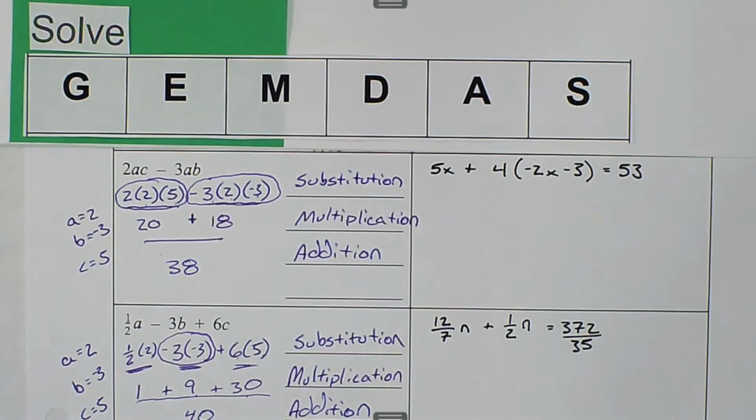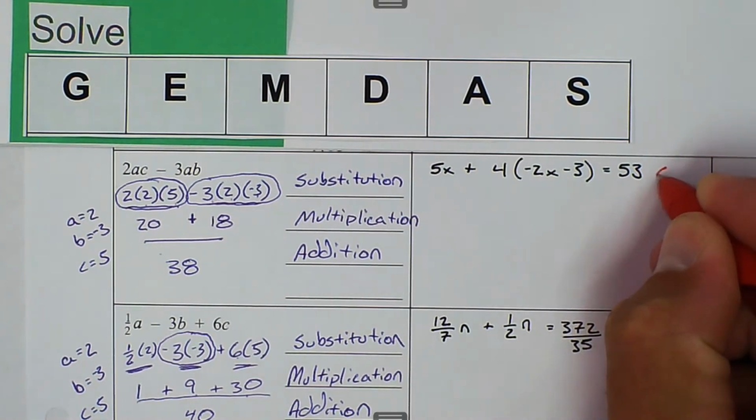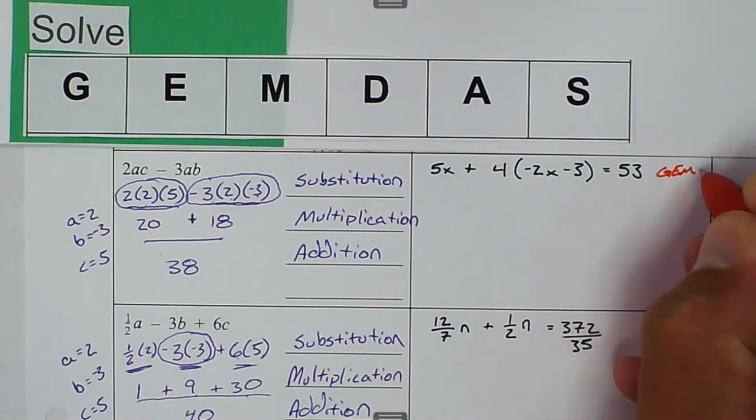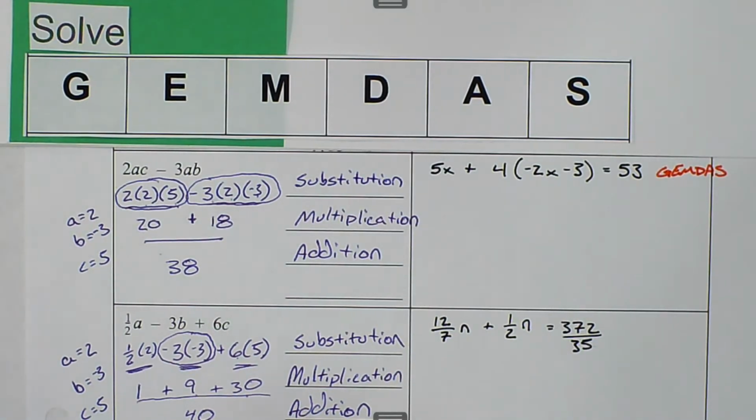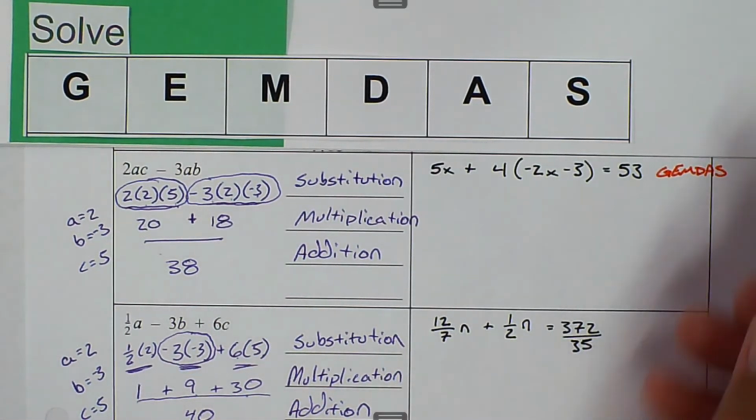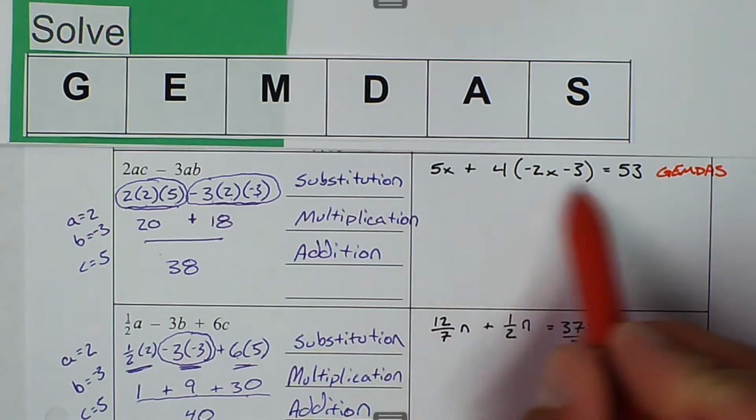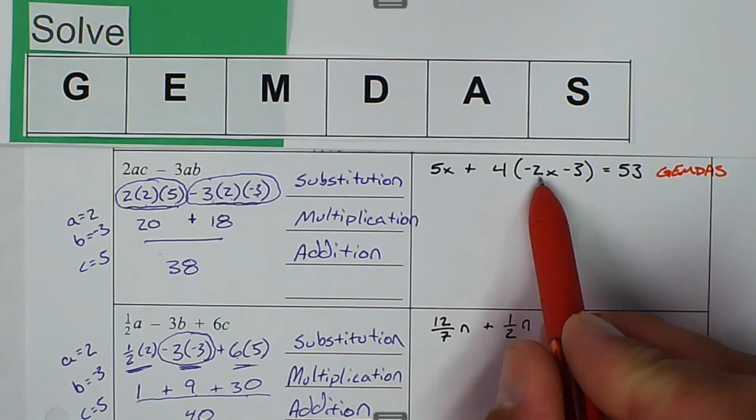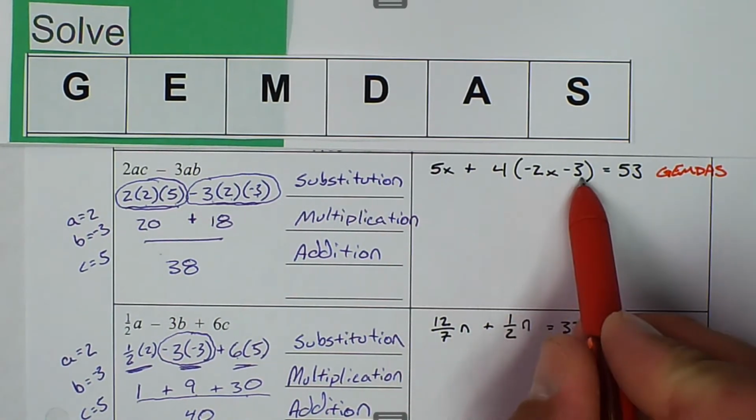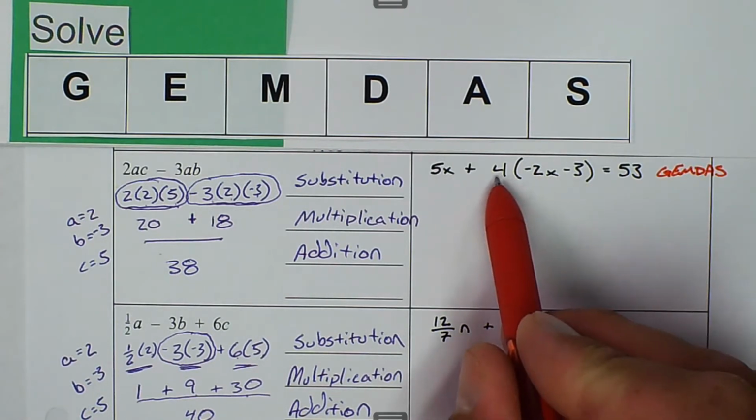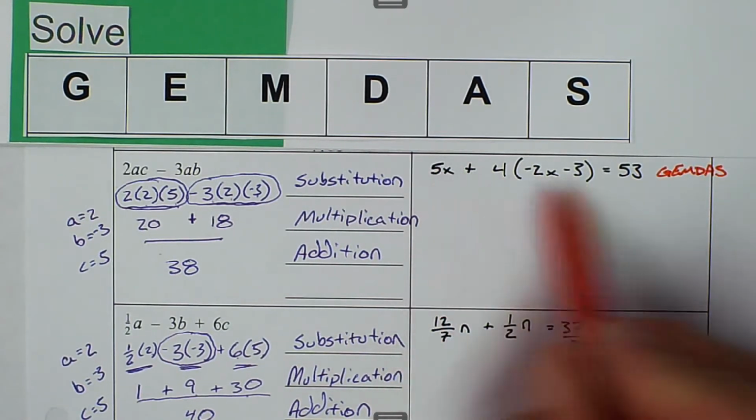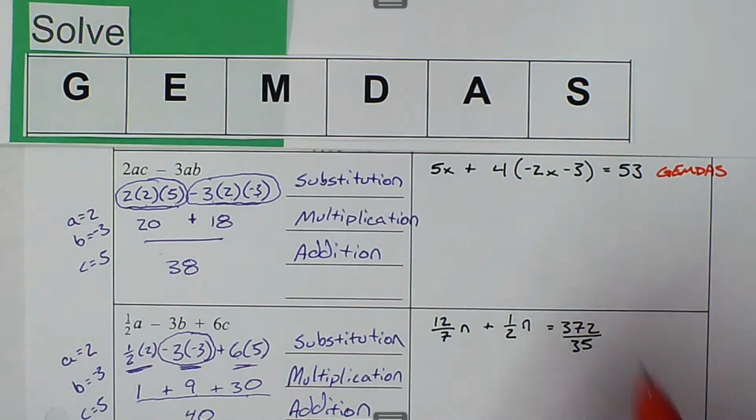Okay, we're talking about solving, and we're going to use GEMDAS in order to solve. So hopefully we all wrote this down. And first thing we want to look for is anything that we can combine to start, but we can't really combine anything because we have a group here, we have a variable and a constant. We have a variable out here by ourselves and a constant over here.